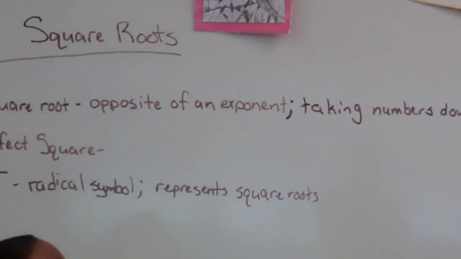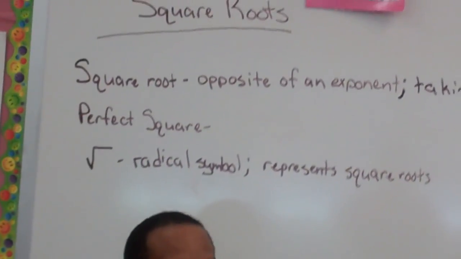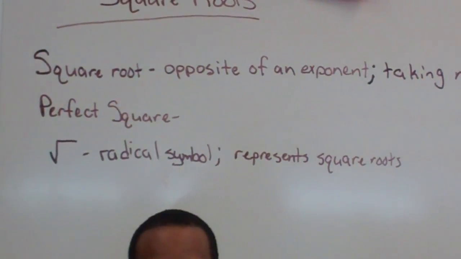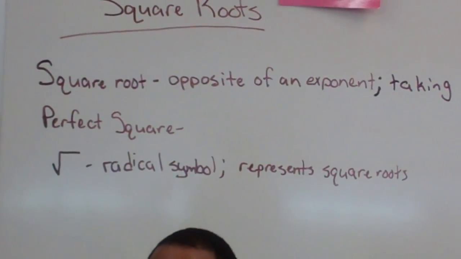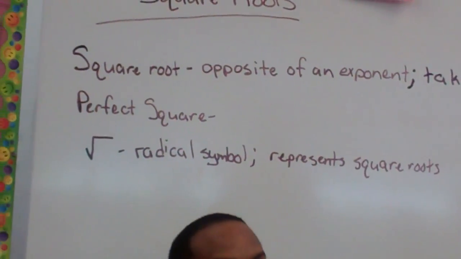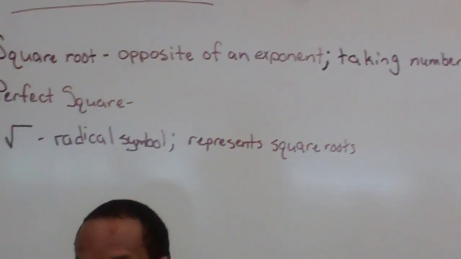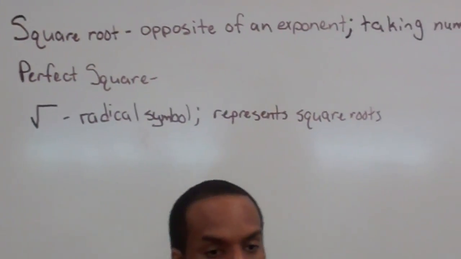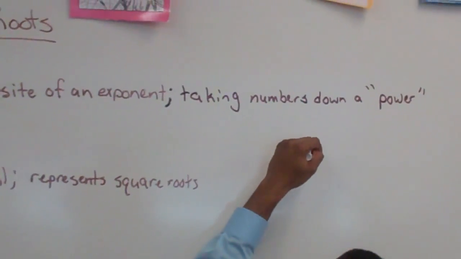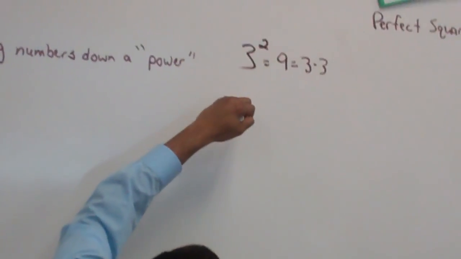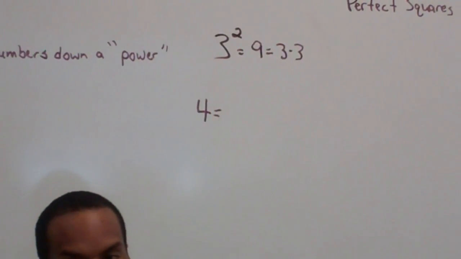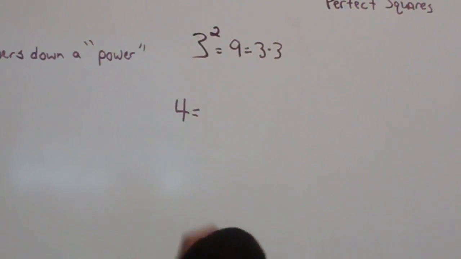All right. Perfect square. Do we know what a perfect square is, not in geometry terms? No. Like I said, not in geometry. So 4 would be an example of a perfect square. What numbers can I multiply to get 4? 2 times 4. 1 times 4 and 2 times 2.